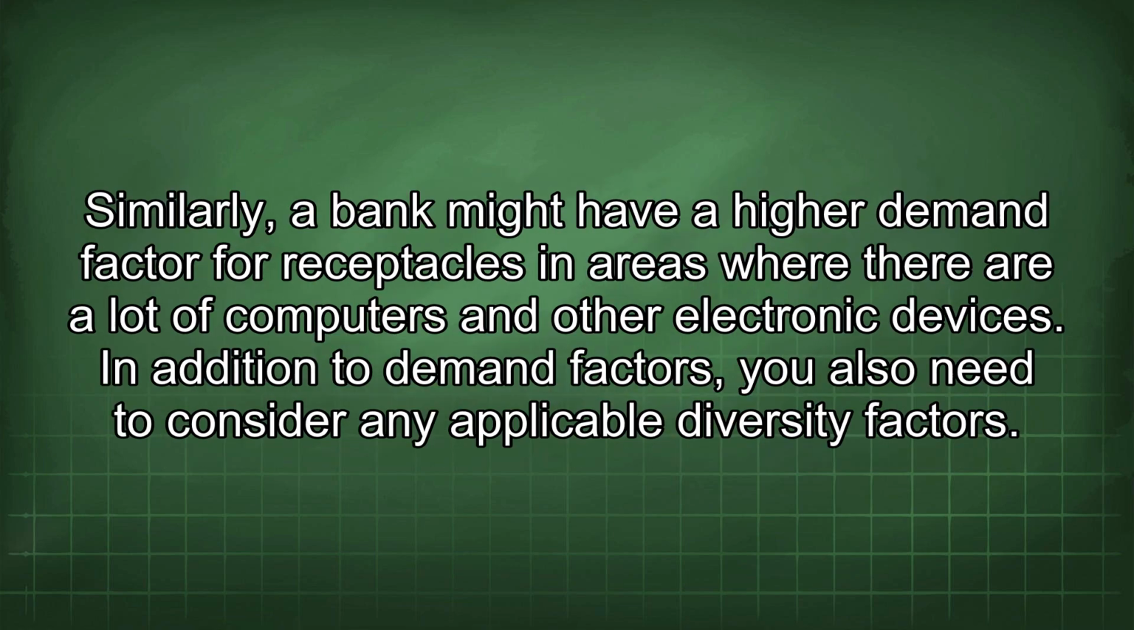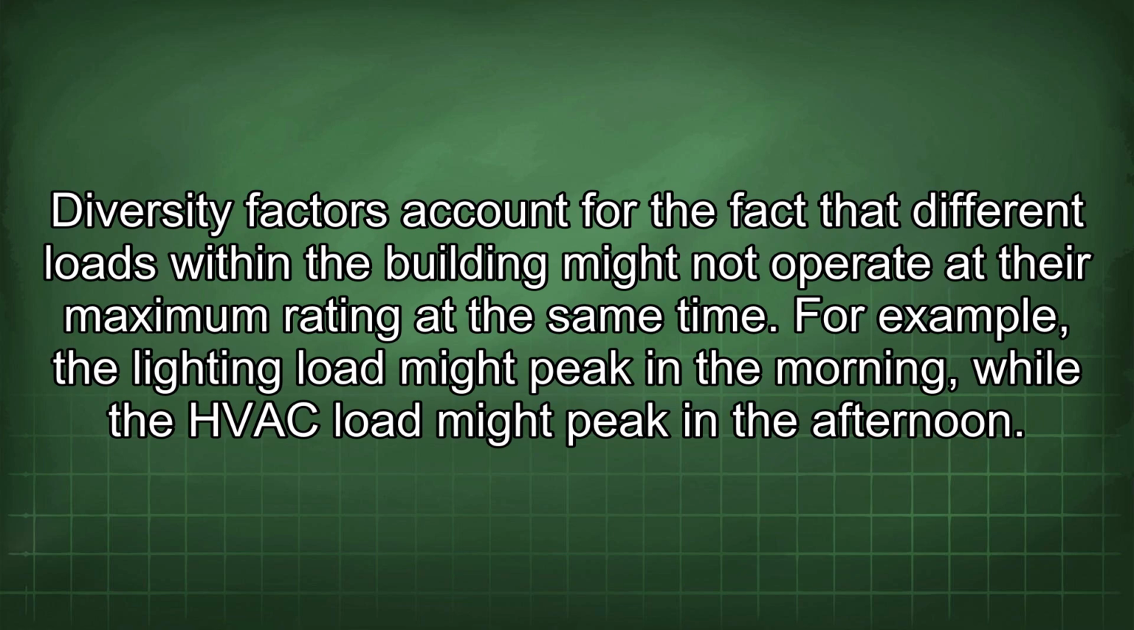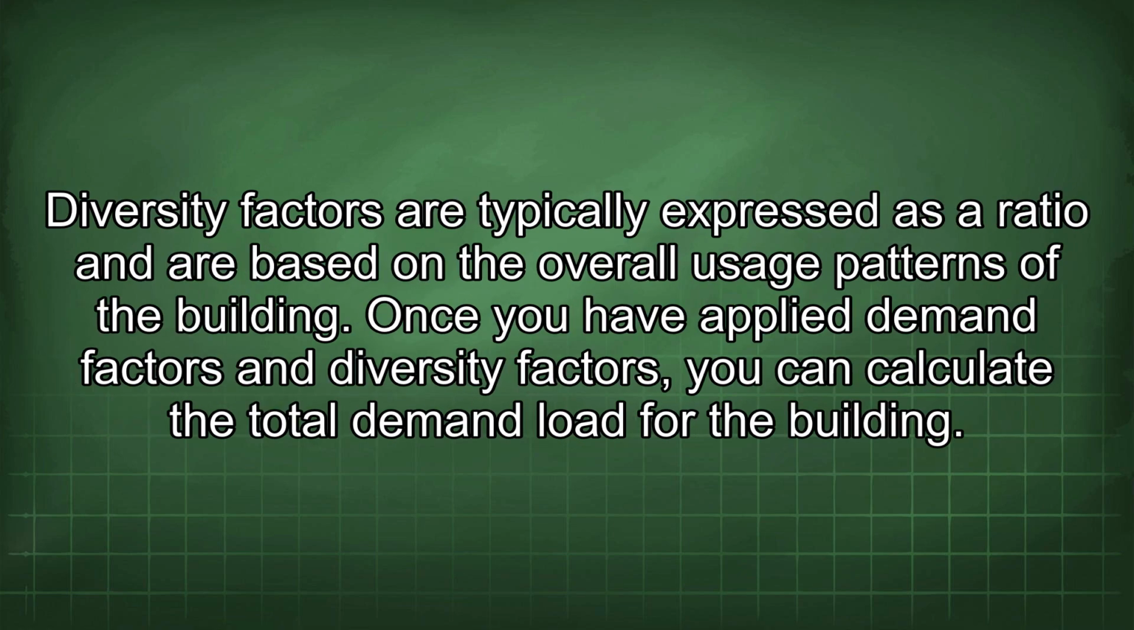Similarly, a bank might have a higher demand factor for receptacles in areas where there are a lot of computers and other electronic devices. In addition to demand factors, you also need to consider any applicable diversity factors. Diversity factors account for the fact that different loads within the building might not operate at their maximum rating at the same time. For example, the lighting load might peak in the morning, while the HVAC load might peak in the afternoon. Diversity factors are typically expressed as a ratio and are based on the overall usage patterns of the building. Once you have applied demand factors and diversity factors, you can calculate the total demand load for the building.